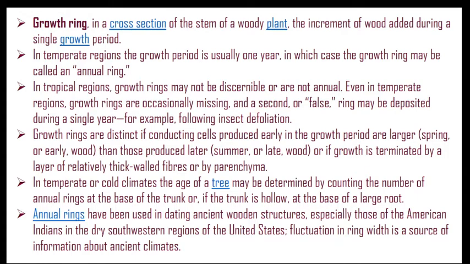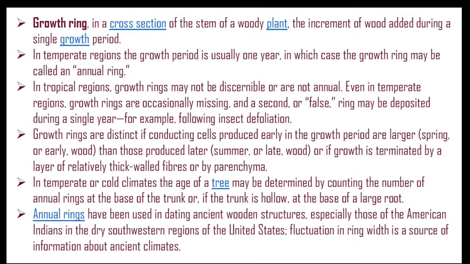So what happens? Growth rings are distinct because the conducting cells produced early in the growth period are larger, that is the spring wood or early wood. Then those produced after the spring are called summer wood or late wood. The growth is terminated by a layer of relatively thick walled fibers or by parenchyma.